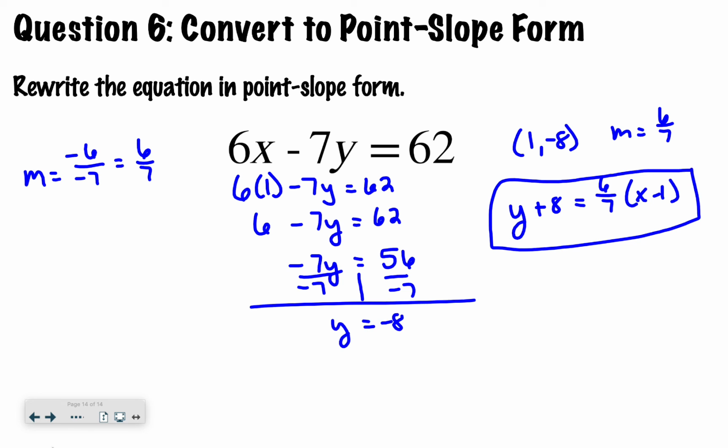Okay, for this problem, hopefully you plugged in a nice easy number like a 1, and you found out that you had y equals -8. So your ordered pair was 1, -8, and then your slope was a -6 over -7, which is +6 over 7. So you'd say y minus the -8 becomes y plus 8 equals 6/7 parentheses x minus 1.